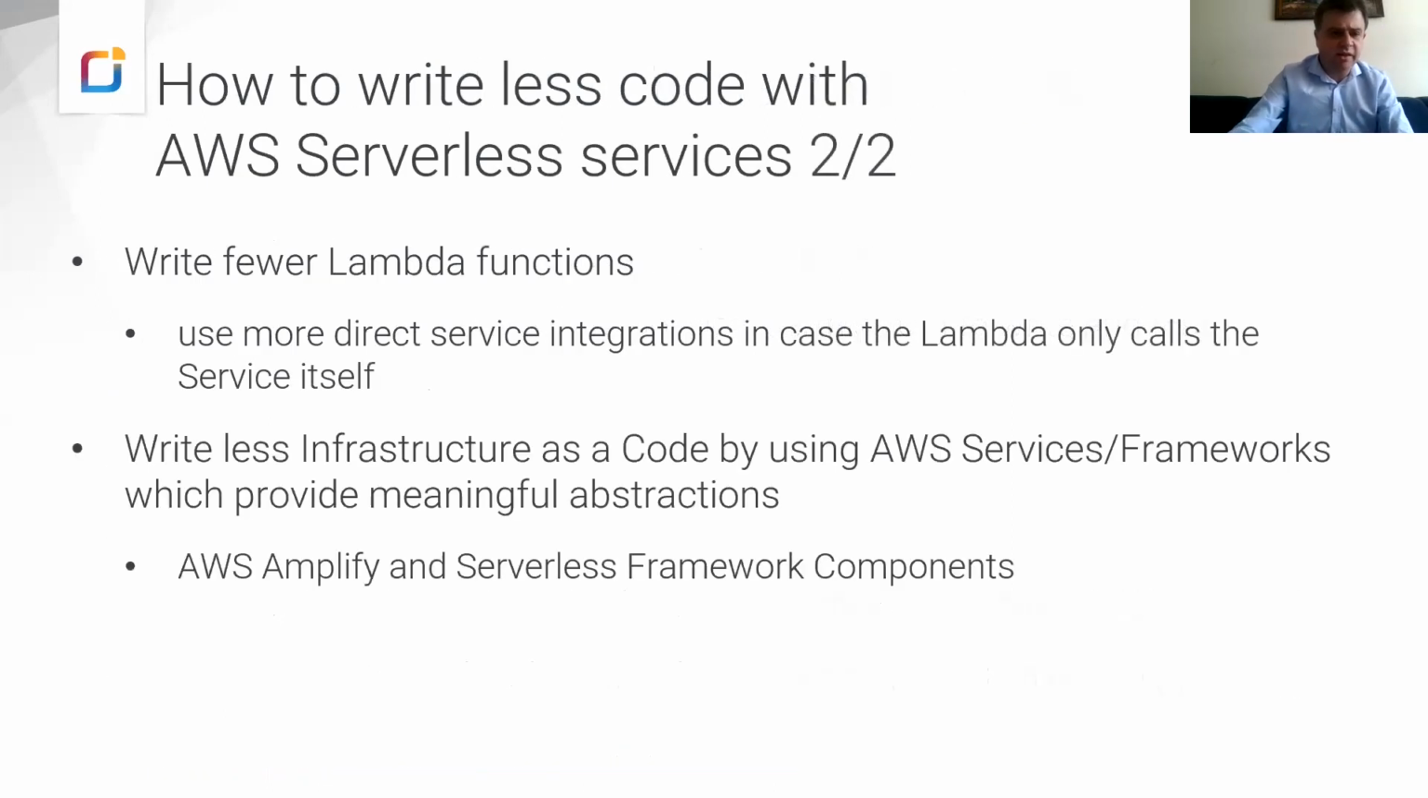Another way to minimize writing your code is to write less infrastructure as code and use more meaningful abstractions, like frameworks such as Amplify, or Serverless Framework components, and so on.